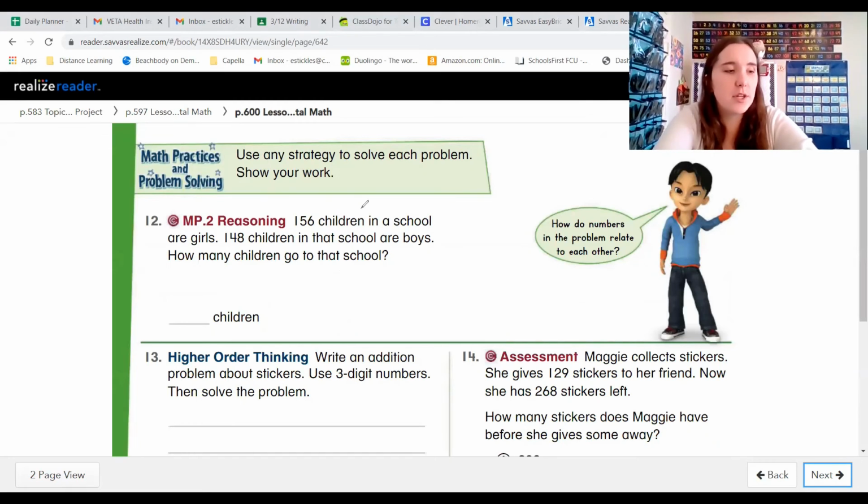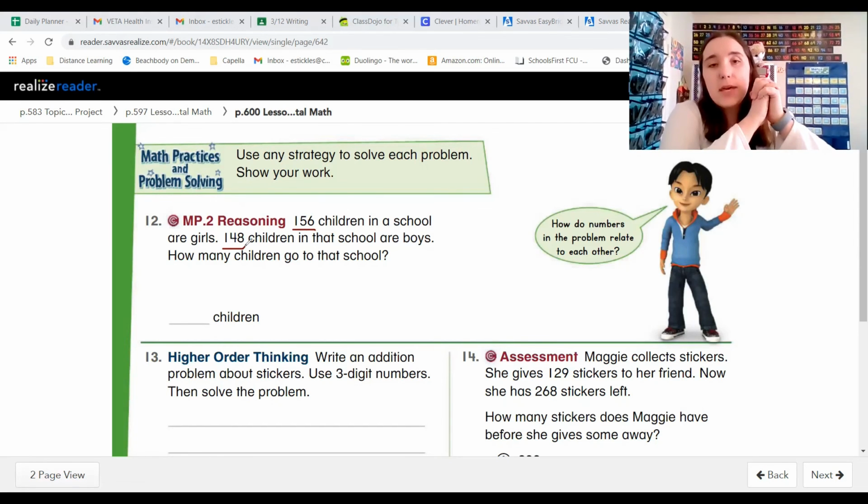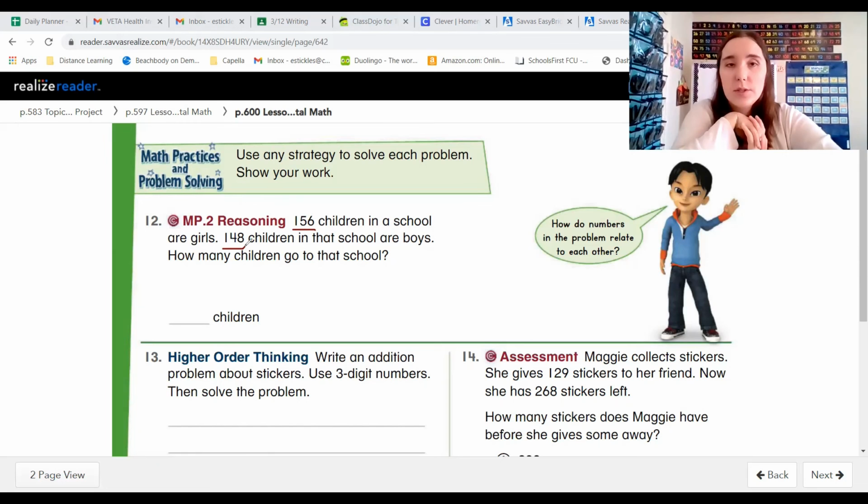Okay, let's read number 12 and then you're going to solve it. It says 156 children in a school are girls. 148 children in that school are boys. How many children go to that school? So you are adding them together because you are finding the total number of students. So do your work, solve it with whichever strategy you like, show your work, and then come back to me when you have your answer.